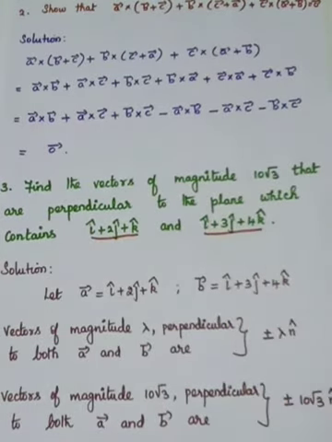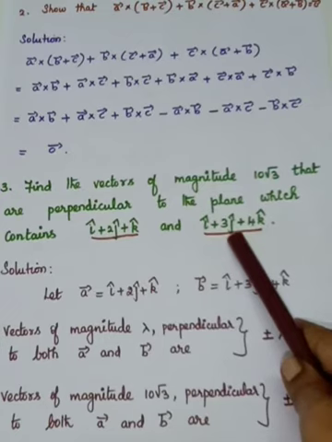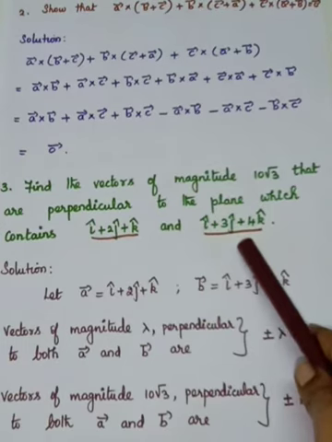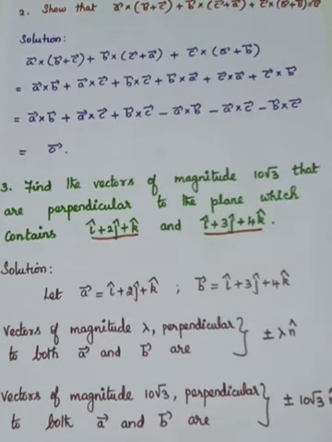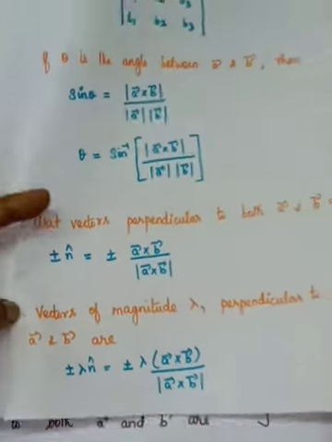Which vector is perpendicular to the two vectors, a vector and b vector? N cap will be perpendicular to a vector and b vector, as well as a vector cross b vector is also perpendicular to a vector and b vector. Okay, so now, yesterday, in the previous class, we learned the formula for vectors of magnitude lambda which are perpendicular to both a vector and b vector.